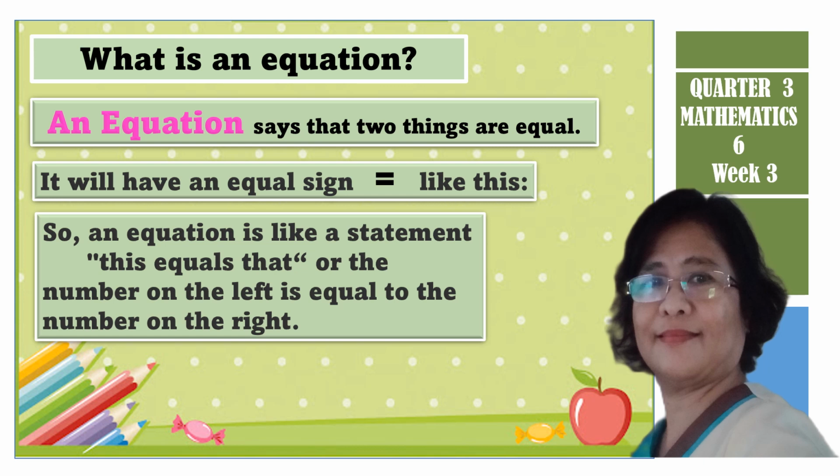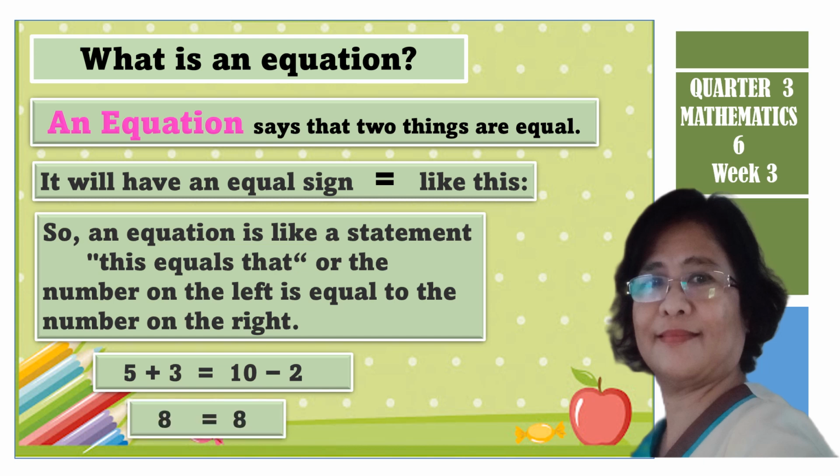Let us have an example. 5 plus 3 is equal to 10 minus 2. Is it equal? Let us see. 5 plus 3 is equal to 8 and 10 minus 2 is equal to 8. So, it is an equation.